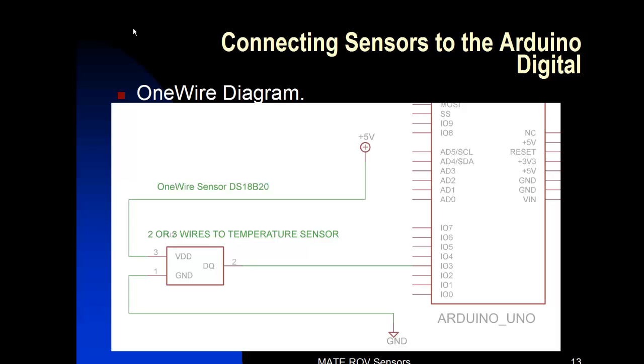So here's a simple one-wire diagram that you're using. This is the sensor we'll be using. We have +5 going to it and ground. And then here we're showing it going to IO3, but you'll be wiring it up to another input pin later on. Simple 2 or 3 wire interface. This sensor can go into a mode where you can power it whenever the DQ line is held high by the processor.